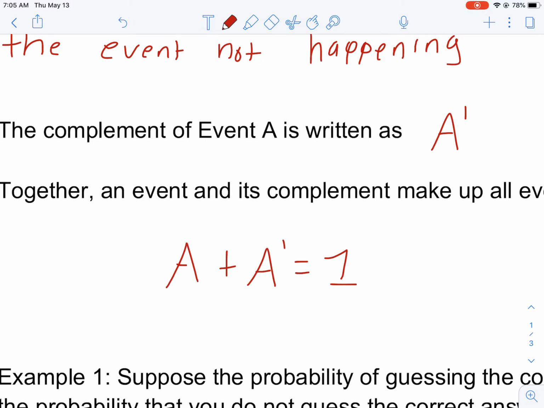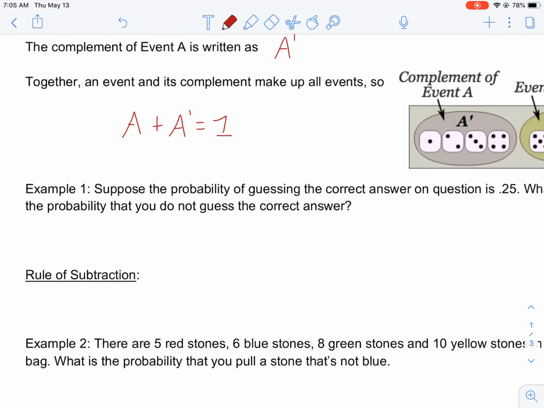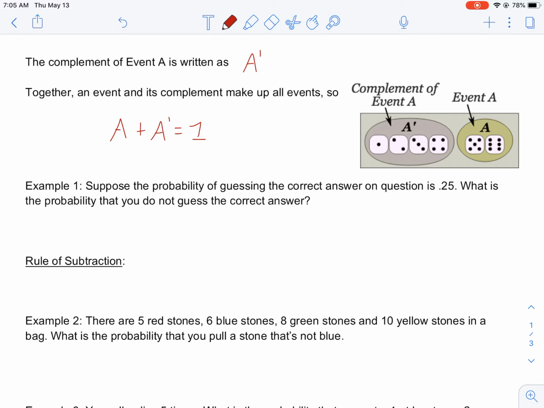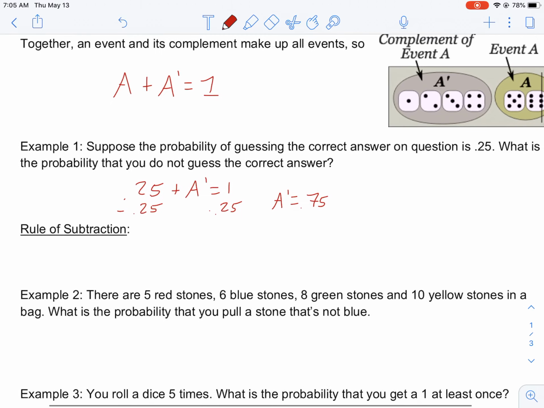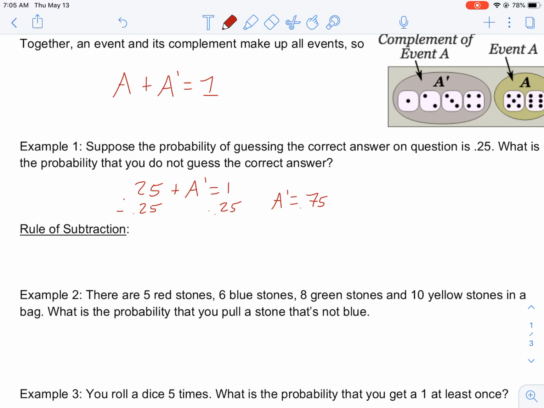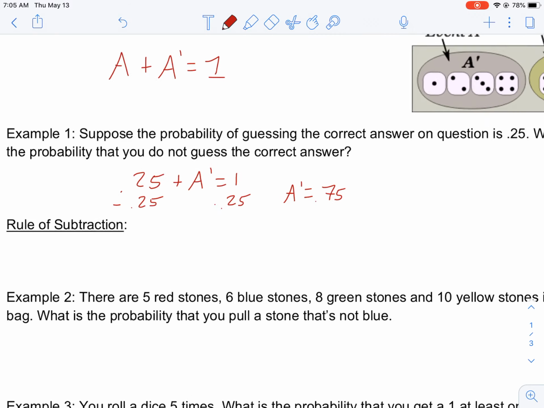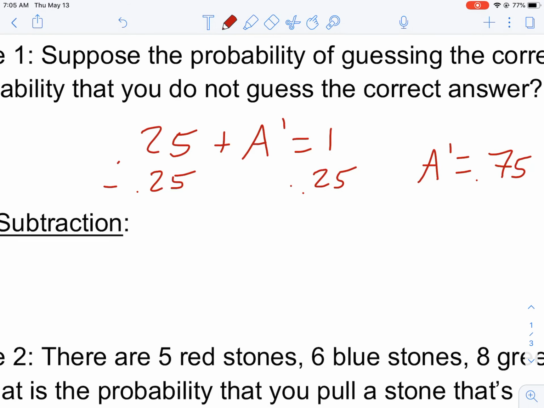Number 1, suppose the probability of guessing the correct answer on a question is 0.25. What is the probability that you do not guess the correct answer? Well, we know that 0.25 plus A prime equals 1. If we subtract 0.25 on both sides, then we get A prime equals 0.75. It makes sense, right? If you have a 25% chance of getting a question right, you have a 75% chance of getting it wrong. What we just did by subtracting that over, we can call the rule of subtraction. So A prime would be 1 minus 0.25.